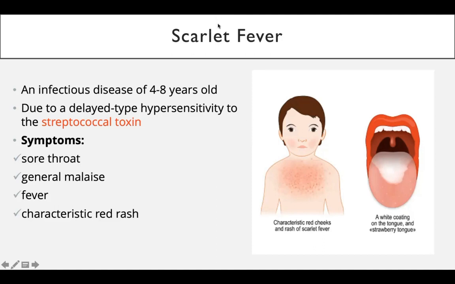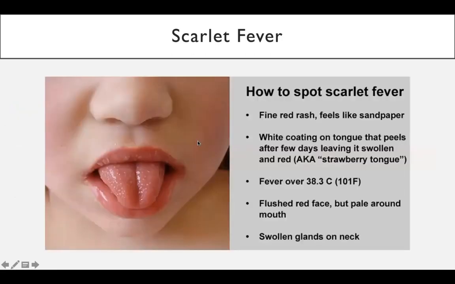So this is caused by streptococcal toxin. Symptoms are sore throat, general malaise, fever, characteristic red rash. This red rash is a characteristic found on the upper chest, red cheeks, red rash of scarlet fever, and red strawberry tongue. Later on, a white coating on the tongue can also be seen. So it looks like a raspberry.